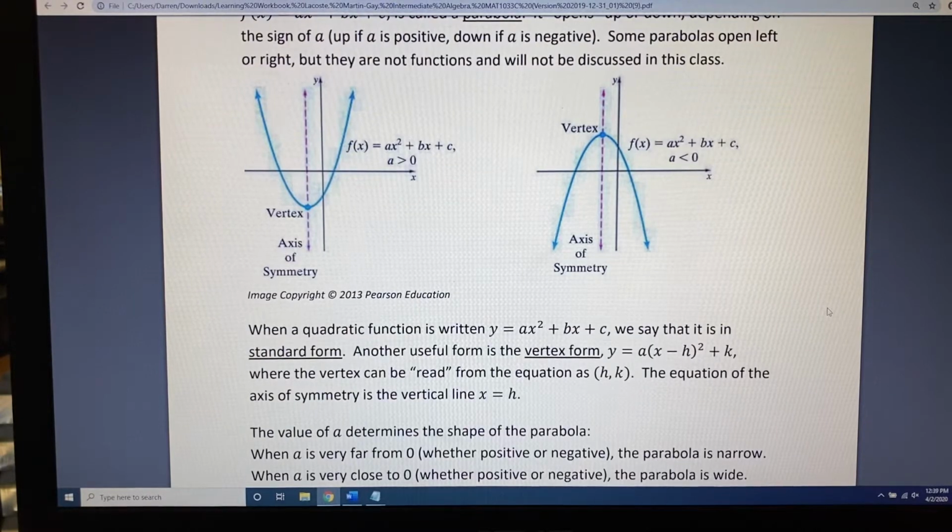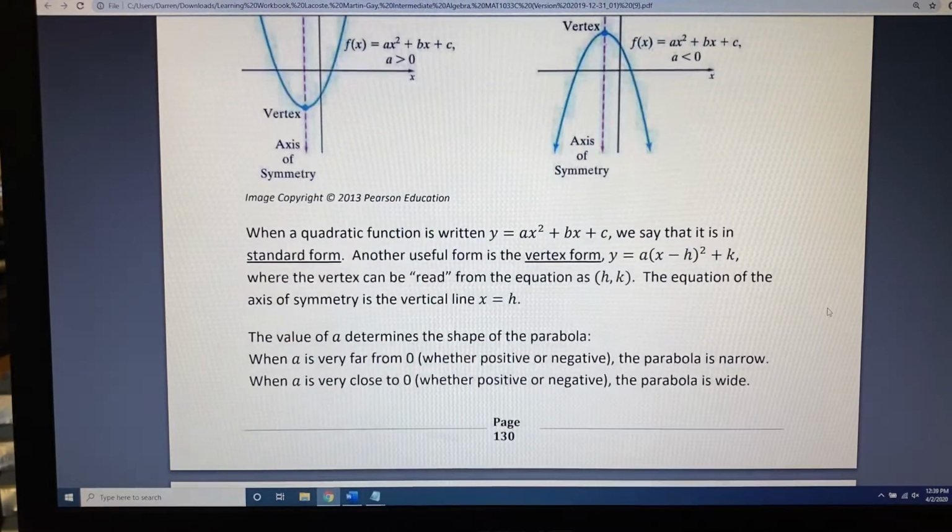The value of a determines the shape of the parabola. When a is very far from 0, whether positive or negative, the parabola is narrow. When a is very close to 0, whether positive or negative, the parabola is wide.